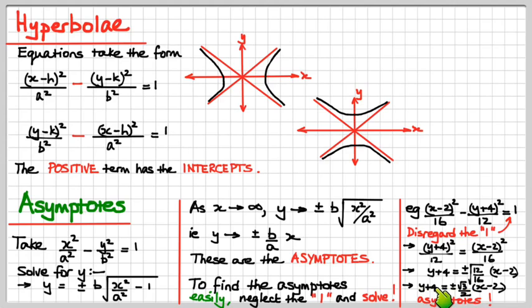So, the asymptotes would cross where x minus 2 is 0, in other words, where x is 2, and where y plus 4 is 0, in other words, y is minus 4. That's where they cross, crossing swords at that centre point, and that is the centre point of the hyperbola where the asymptotes cross. All right, guys?